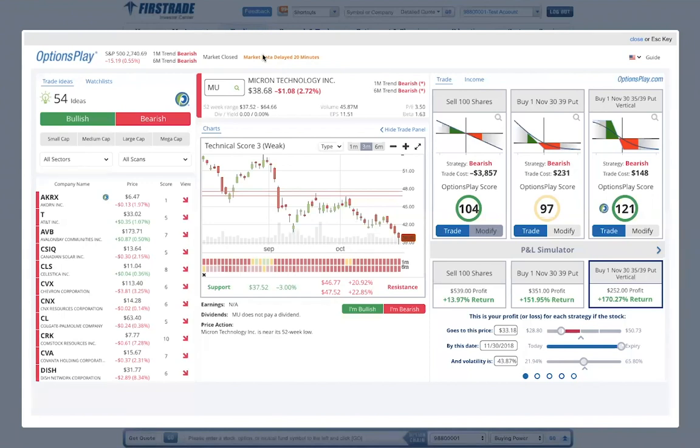The question here is the significance of the circles and the columns to the right. So the options play score tells you the risk to reward ratio.